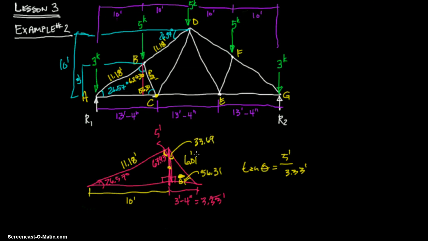So together, 33.69 plus 63.43 equals 97.12. Alright, so this angle up here equals 97.12. And does that make sense? 26.57 plus 56.31 plus what we said, 97.12 should give us 180, and it does. We are correct. Yay! Celebration.